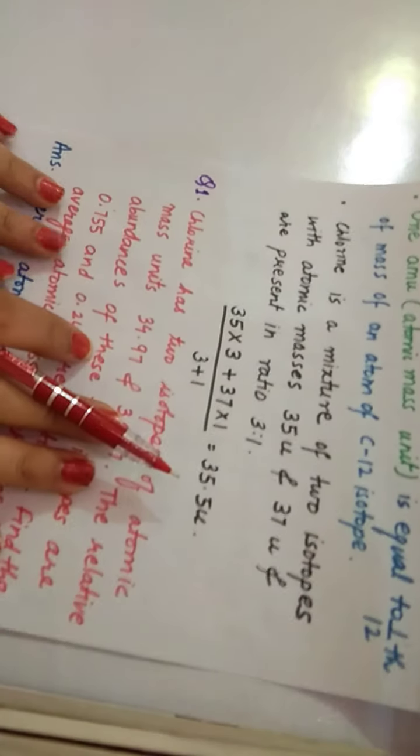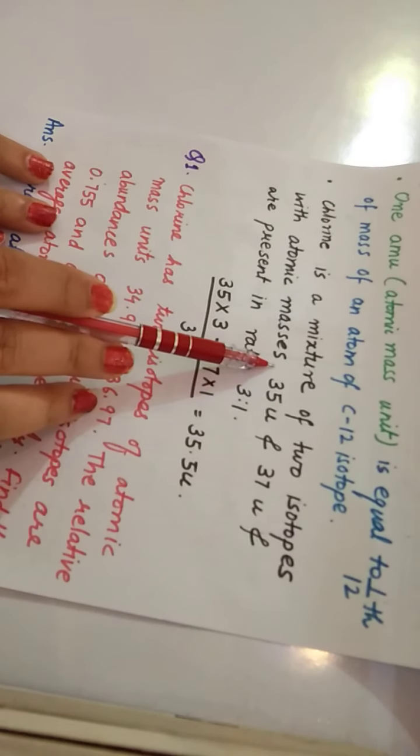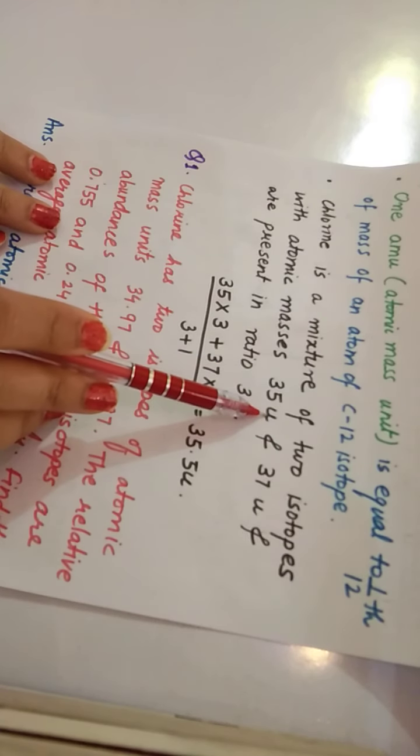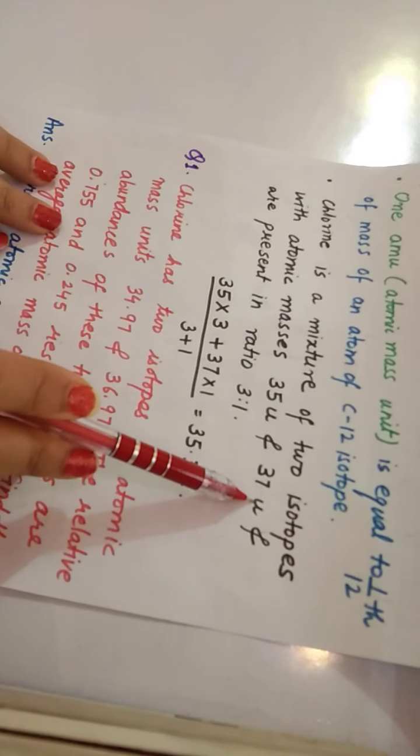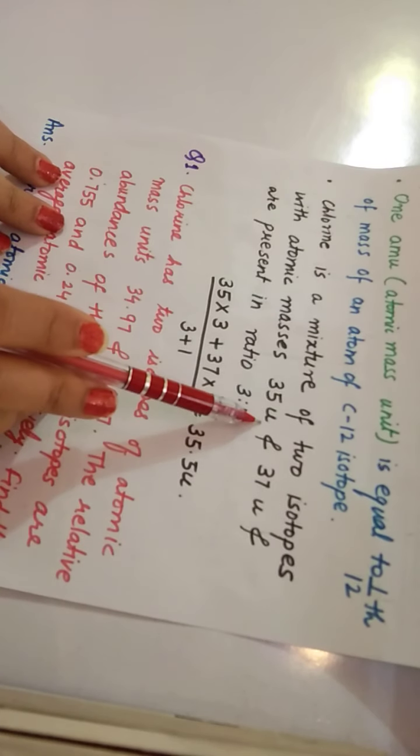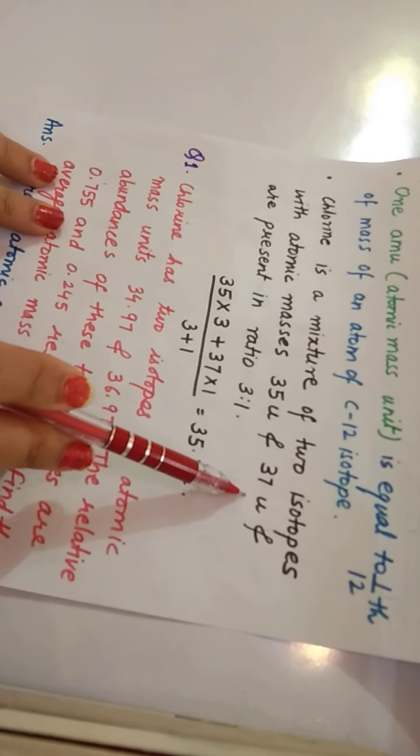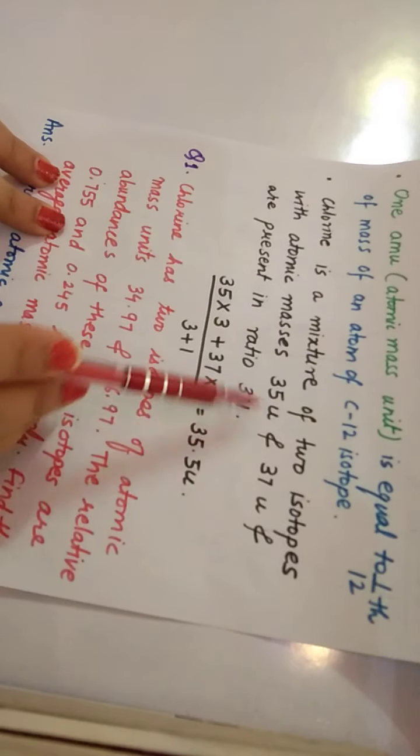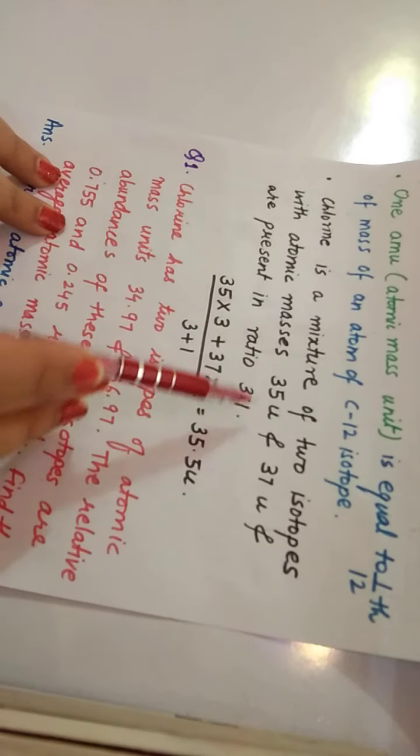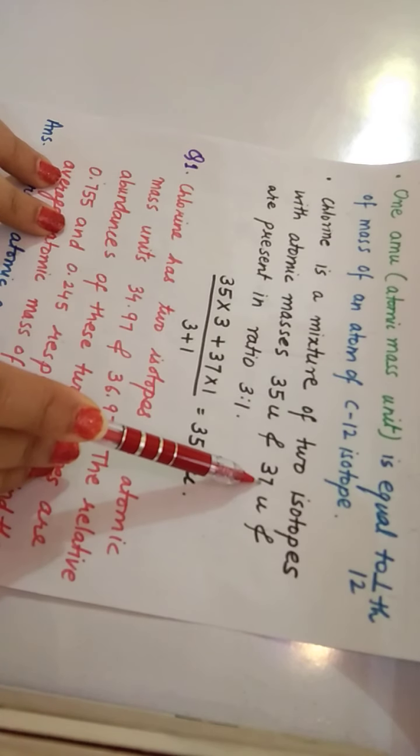Now you already know that there are some isotopes. So if we take a mixture of two isotopes of chlorine, one is with 35 unit atomic mass and another is with 37 unit atomic mass. So these are the atomic masses of the two isotopes of chlorine. One isotope of chlorine has atomic mass 35, another has atomic mass 37. And if these two isotopes of chlorine are present in nature in the ratio 3:1, so this is 3 and this is 1.